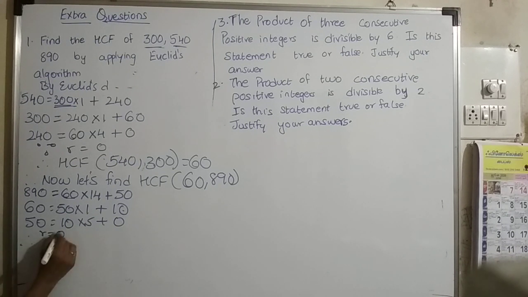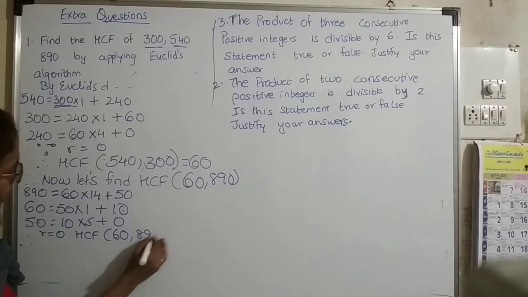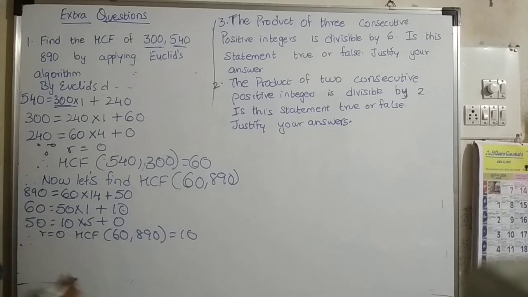Since R is 0, therefore HCF of 60 and 890 is also 10. Similarly, HCF of 890 and 60 is also 10. HCF of 60 and 50 is also 10. HCF of 50 and 10 is also 10. Do it out and find out.